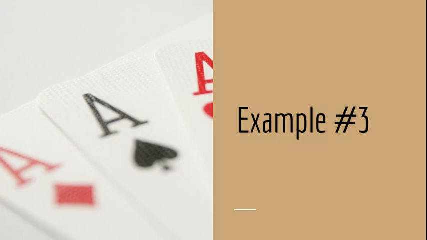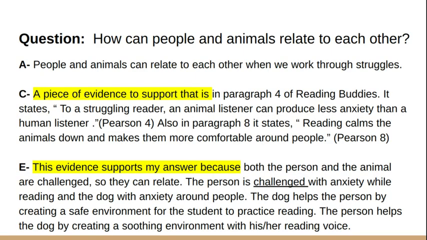Example number 3. The question was, how can people and animals relate to each other? So we're using the ACE strategy, ACE. A, people and animals can relate to each other. Notice I restated part of the question in my answer. When we work through struggles. That's my A answer. C, now I need to cite evidence.